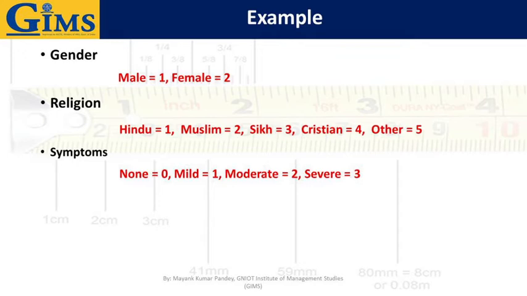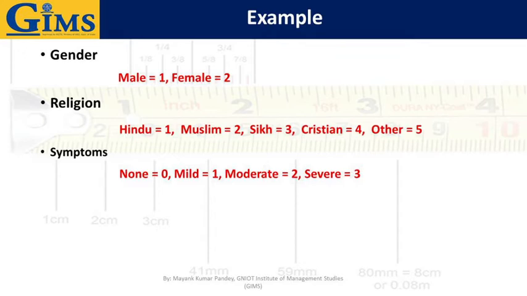If you have written something in your questionnaire about gender, right? So what people basically choose, if someone is male they write male, if they are female they write female. And if you are talking about religion, there are different categories like Hindu, Muslim, Sikh, Christian and others. Then if you are talking about symptoms of, say, COVID, right? There may be no symptoms, mild symptoms, moderate symptoms, or severe symptoms of COVID, right?